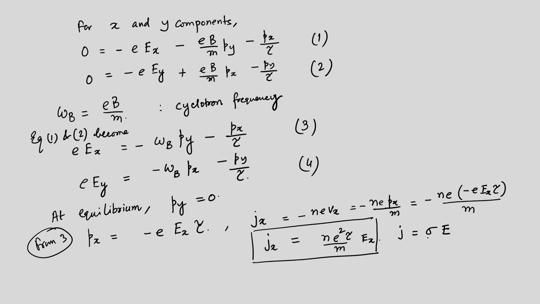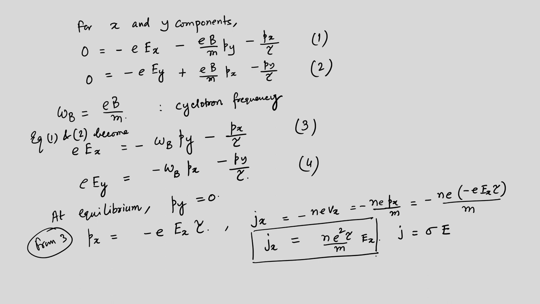Where sigma is the conductivity, and conductivity is actually a tensor. In our case, it's a 2 by 2 matrix, a tensor of rank 2. So here, the J is in the direction of the electric field, so Jx in the direction of Ex, and so on. And this sigma is Ne square tau by M. It's a known formula for conductivity of metals. So the conductivity sigma depends on N, the square of the charge, the relaxation time tau and M. Okay, so this looks fine.